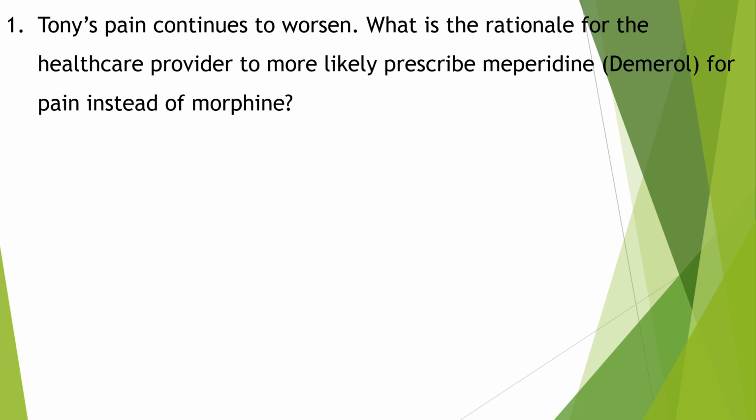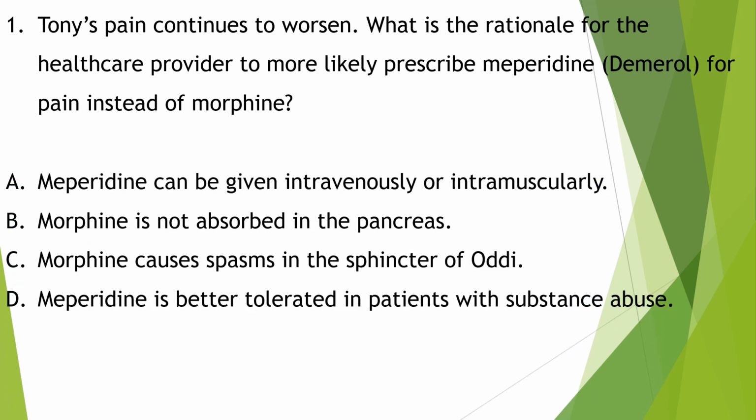Why is it rational for the healthcare provider to more likely prescribe meperidine or Demerol for pain instead of morphine? Meperidine can be given IV or IM. Morphine is not absorbed in the pancreas. Morphine causes spasm in the sphincter of Oddi. Meperidine is better tolerated in patients with substance abuse. Morphine is contraindicated as a pain medication for pancreatitis because it causes spasm of the sphincter of Oddi, which will lead to pain.